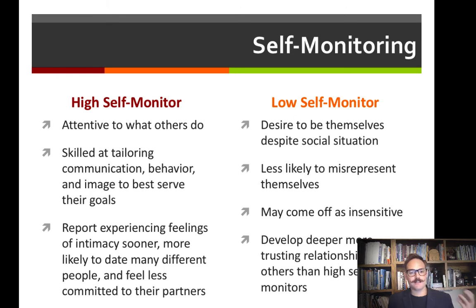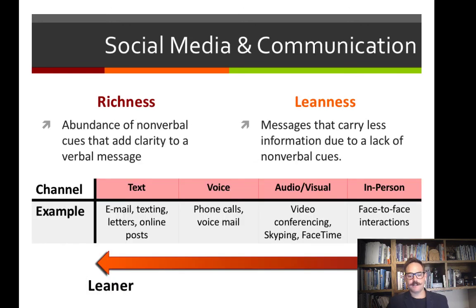So on the extreme ends, high self-monitors might be interpreted as flaky, because they're constantly changing their communication patterns based on the situation. Whereas low self-monitors are pretty constant straight across the board. And so they're less likely to misrepresent themselves. The trade-off with being a low self-monitor is that sometimes these individuals can come off as insensitive, rude, or have a difficult time adapting to their surroundings. However, they tend to develop deeper and more trusting relationships with others. I think, again, because they aren't misrepresenting themselves.